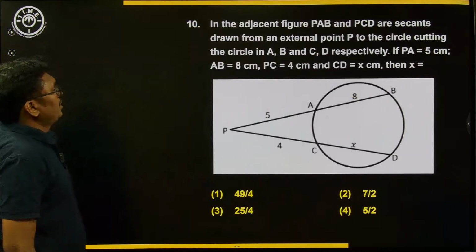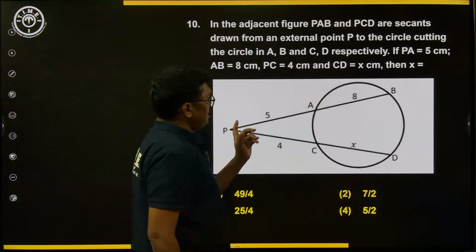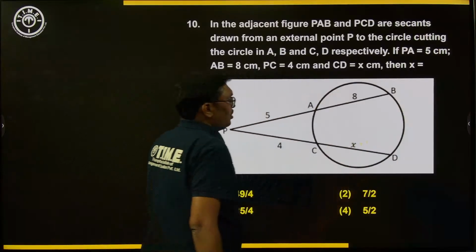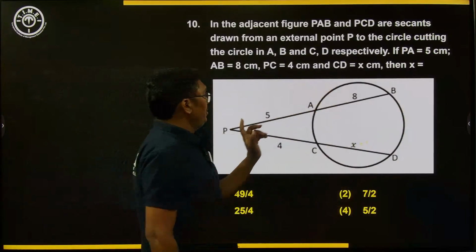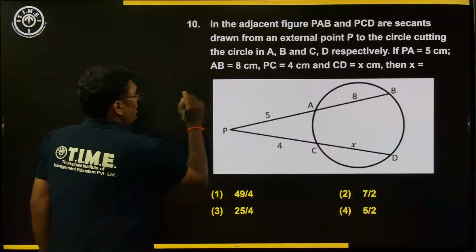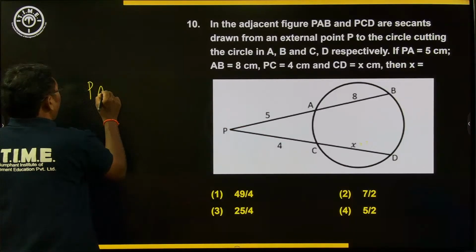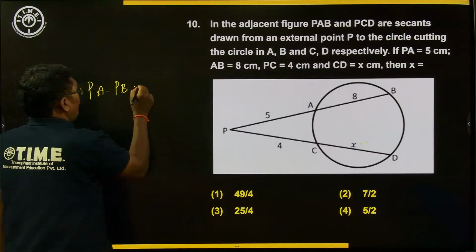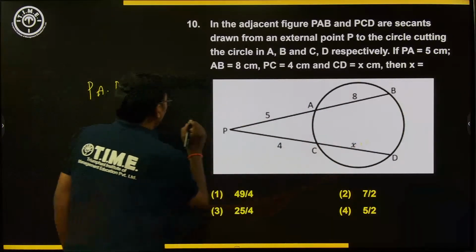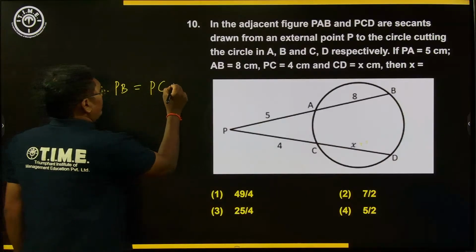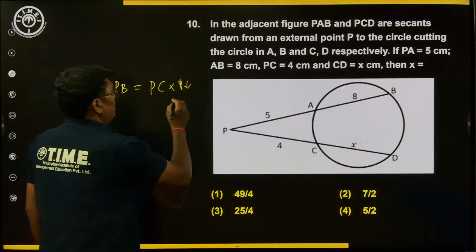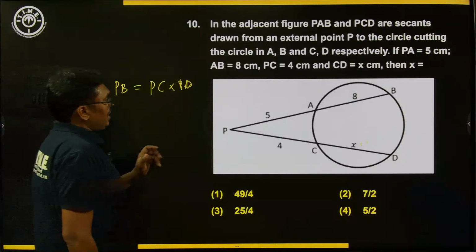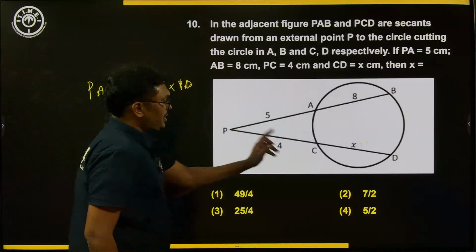Question number 10. The circle is given and these are the two secants. We have to find the value of x. So we have the secant theorem. What is the secant theorem? PA into PB is equal to PC into PD. This is a very famous theorem, very, very important, so please make a note of it: PA into PB is equal to PC into PD.